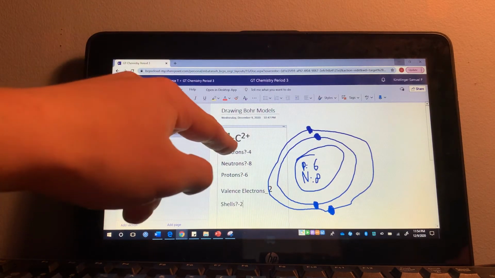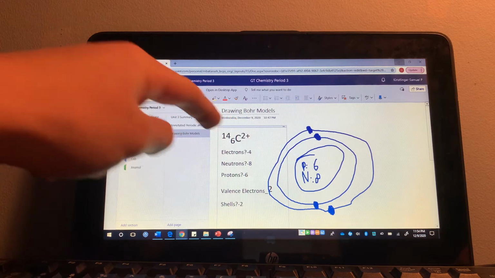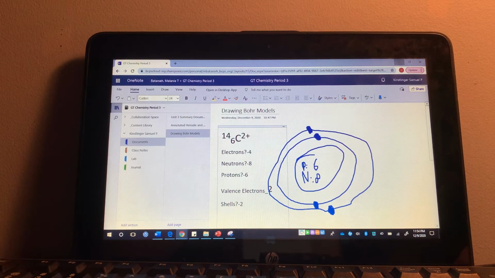We see at the bottom here that 6, that's the amount of protons, which denotes the atomic number, which is 6, which we know is carbon. Then we have 14 up here, which is the mass number, and 14 minus 6 is 8, which is neutrons, because neutrons plus protons equals mass.